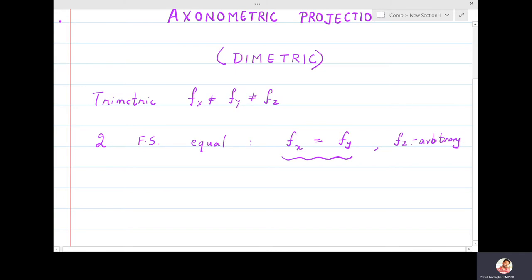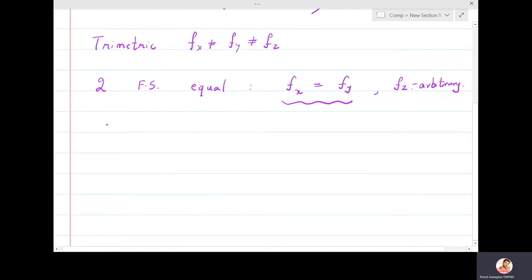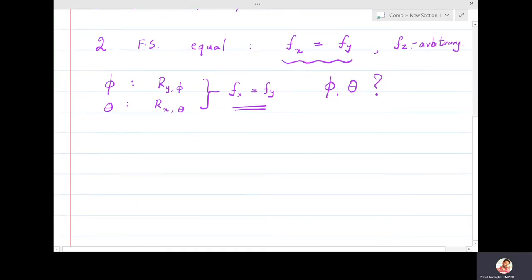So in this case, if you want a dimetric projection, the question arises: what must be the angle phi? I hope you remember what angle phi is. Angle phi is the rotation of an object about the y-axis by angle phi. And what must be angle theta, which is the rotation of an object about the x-axis by an angle theta, so that the two foreshortening factors become equal? So we want to find what phi and what theta I should choose so that these two foreshortening factors become equal. Let us work on this now.